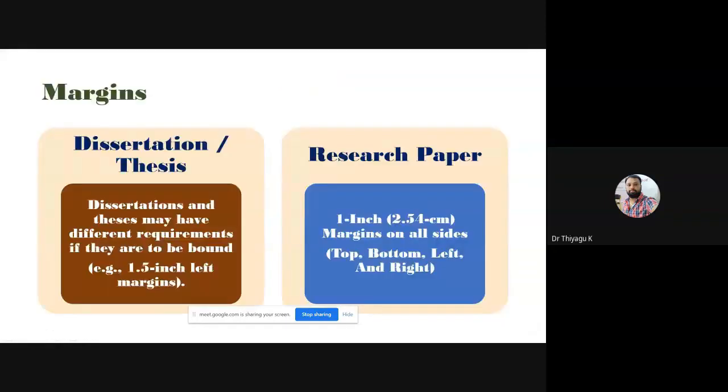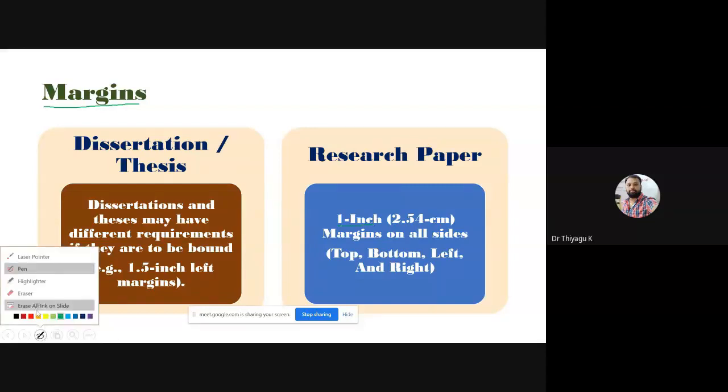The next one, the margin. How can we fix the margin? I am giving two categories. One is the dissertation or thesis, and the other is the research paper, suppose you are sending an article to a journal. The margin size for the research paper is 1 inch only. 1 inch is nothing but 2.54 centimeters.